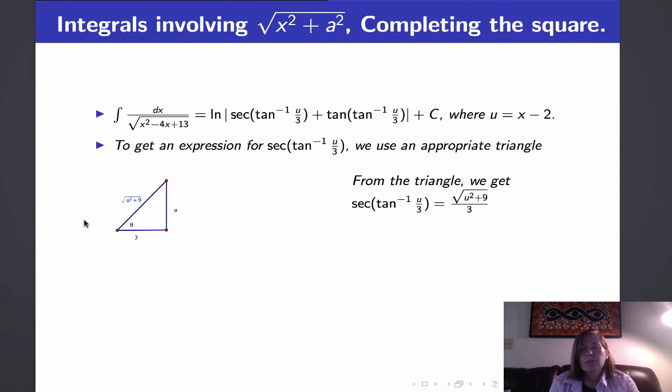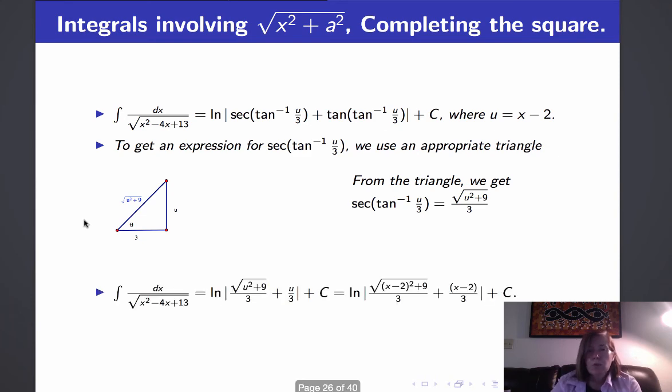And then our hypotenuse must be the square root of u squared plus 9, and reading the secant of theta from that triangle, we get the secant is the hypotenuse over the adjacent, so it's the square root of u squared plus 9 over 3. So secant of tan inverse of u over 3 is equal to the square root of u squared plus 9 over 3. Now remember, u was also written in terms of x. U is x minus 2.